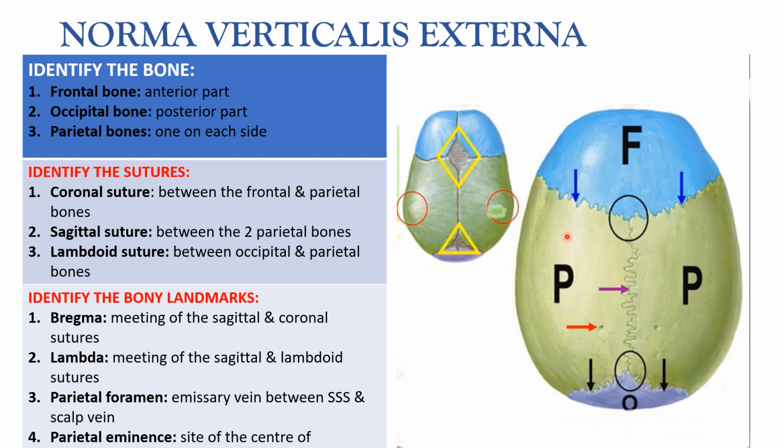Then now we have the sagittal suture. It's found between the two parietal bones. So one parietal bone, another parietal bone. So this suture here is the sagittal suture.